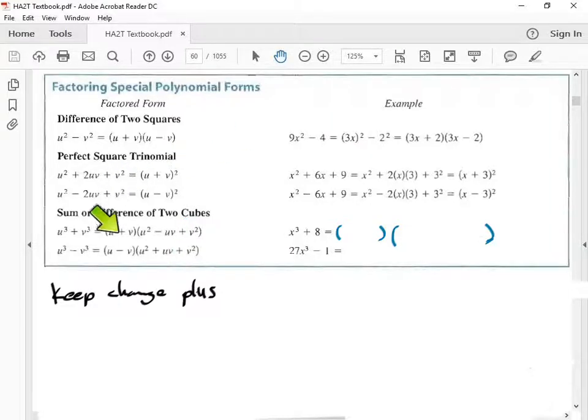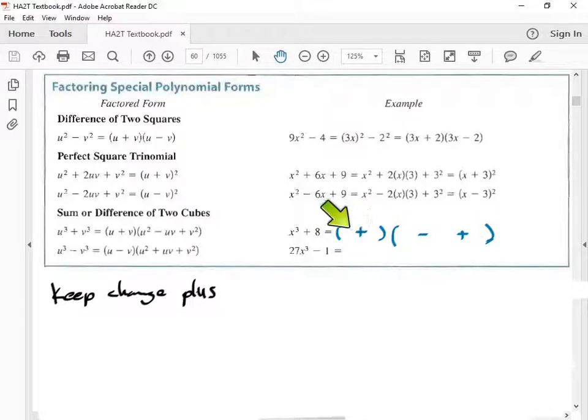But that's why I say keep, change, plus. So if you want to know what the signs are when you guys fill this in, you look at the sign that's on the perfect cube. So this is a plus sign. So we keep the sign, which is plus, and then we change the sign, which is negative, and then we do plus again. So it's always keep, change, plus. You keep the sign, which is plus, you change the sign to be negative, and then you write the last one as plus. Okay, so now I need to find these two terms.